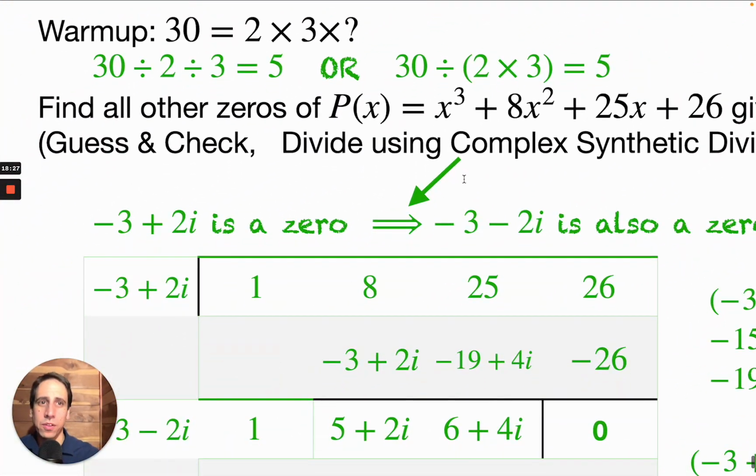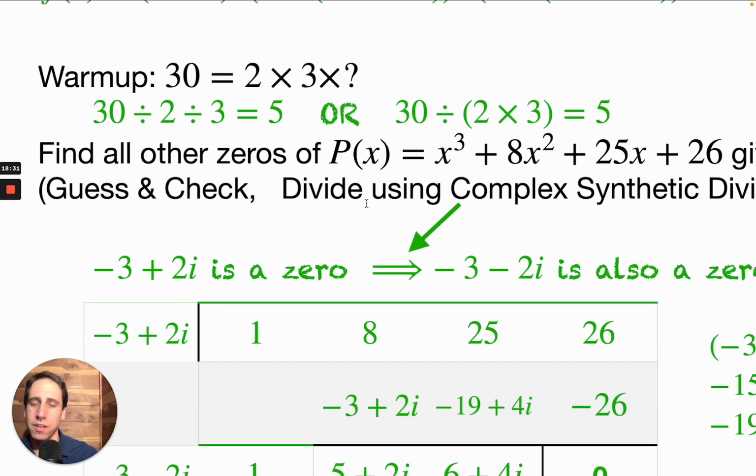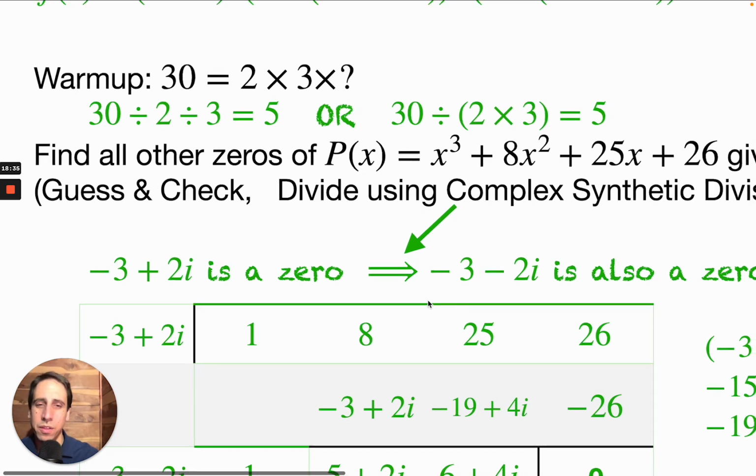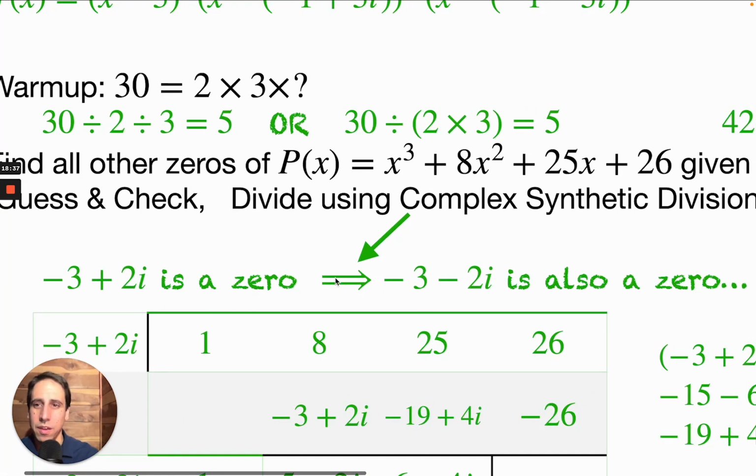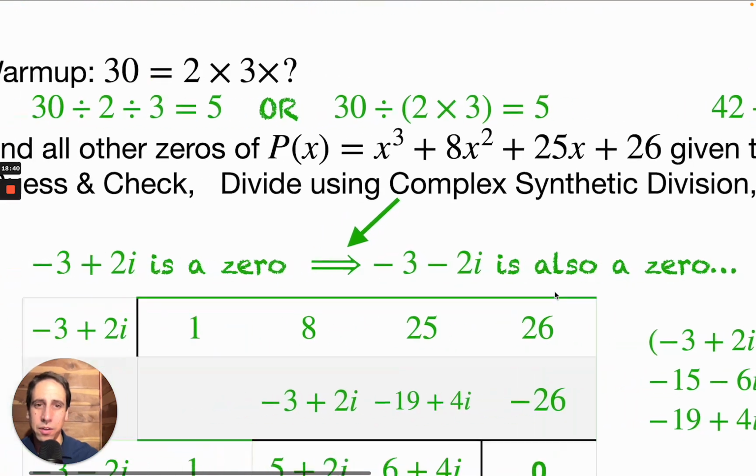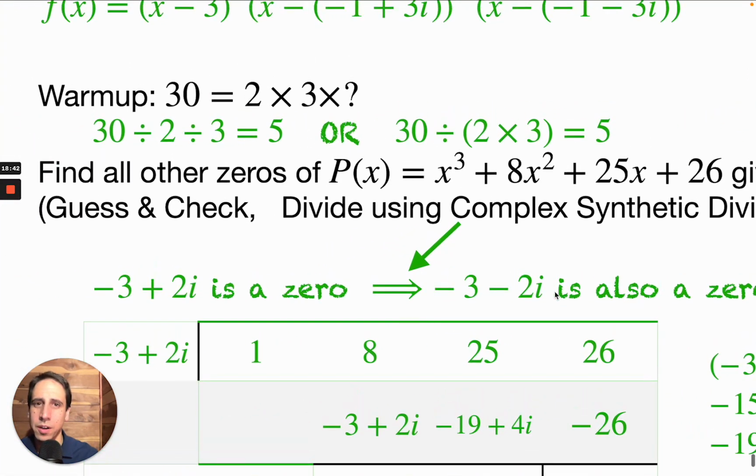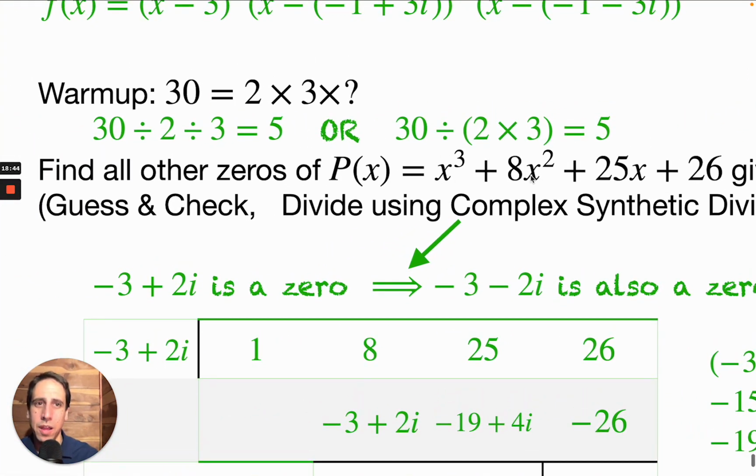We're going to divide using synthetic division, and we're going to divide twice to get the third factor. So if negative 3 plus 2i is a 0, then, as I already said, negative 3 minus 2i is also a 0. So let's take our polynomial. The coefficients are 1, 8, 25, and 26. And let's divide by our first 0 using synthetic division.